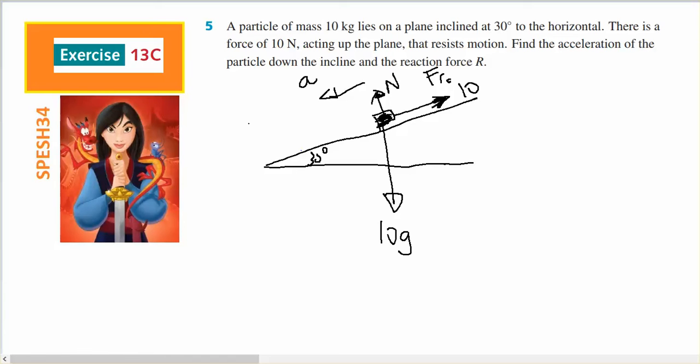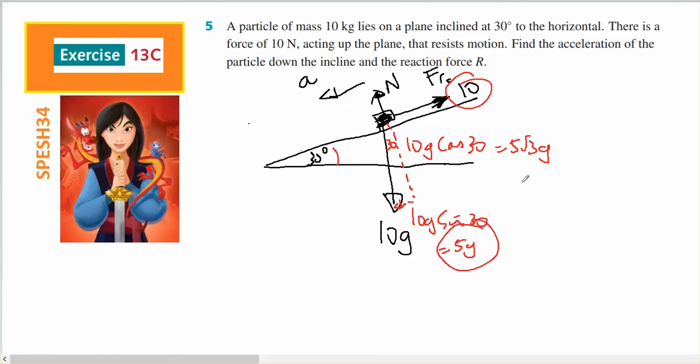So what do we got? I'm going to break my weight force into 2. If that's 30 degrees, then that's 30 degrees. So that's going to be 10G times the cos of 30 and 10G times the sine of 30. So that's 5G, and that's 5 root 3G. That's 10, that's 5G, that's 5 root 3G, and that's a normal force. There's no other forces that are happening.